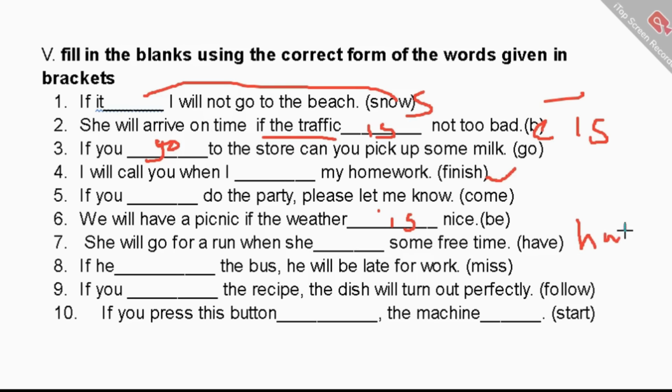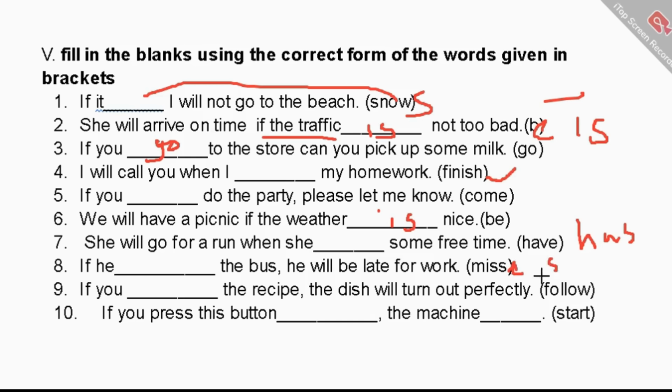If he misses the bus, he will be late for work. Now here we have miss because it's a conditional, so here we need to write simple present, so misses. So if he misses, es. If he misses the bus, he will be late, first conditional.